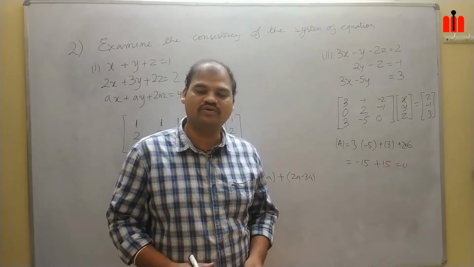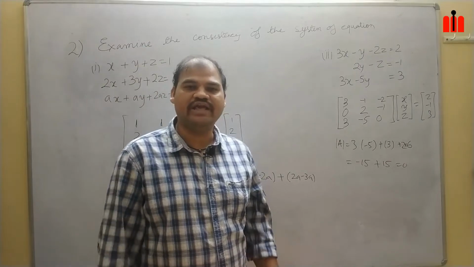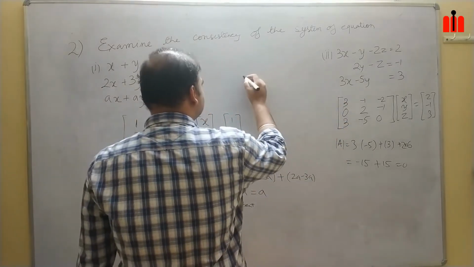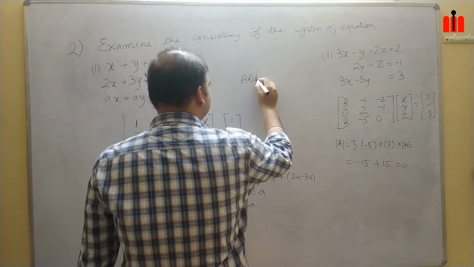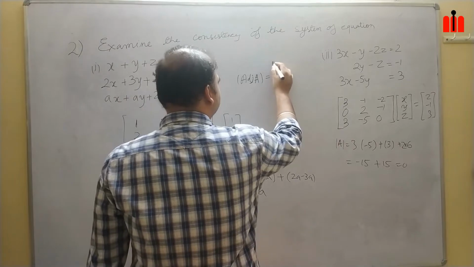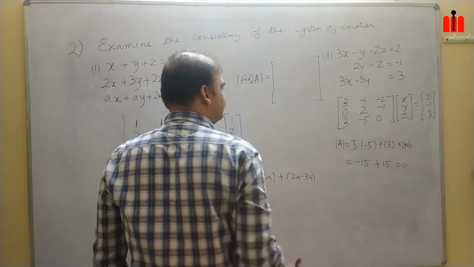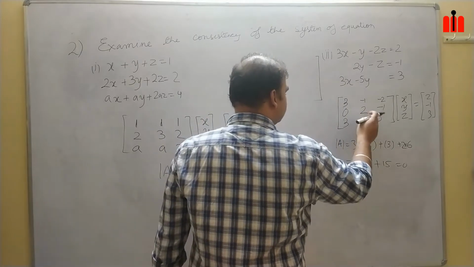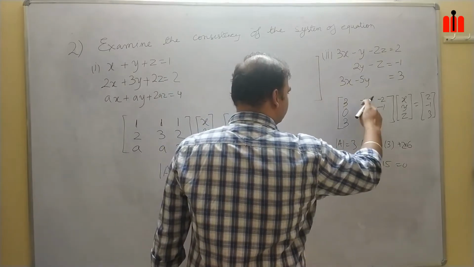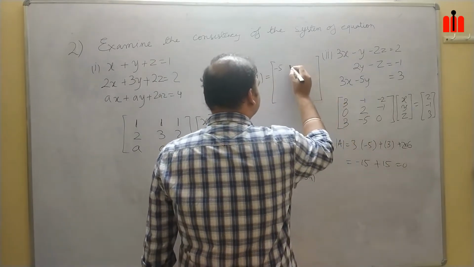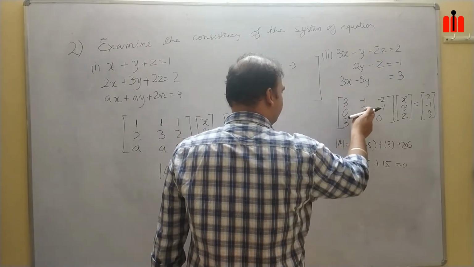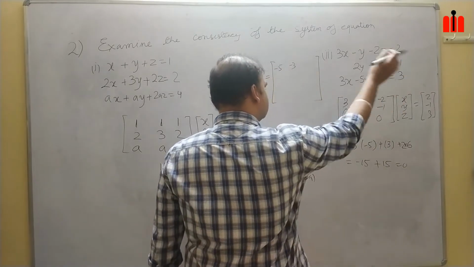So once the determinant is 0, what do we have to do? We have to find adjoint A into B. So let's do that. What will be adjoint A for this? Adjoint A is the cofactors transpose. So adjoint A will be: for 3, the cofactor will be 0 minus 5, so it is minus 5. For minus 1, it is 0 plus 3, so minus 3, because here it is the negative of the minor. For minus 2, the minor will be minus 5 0 minus 6, so minus 6.